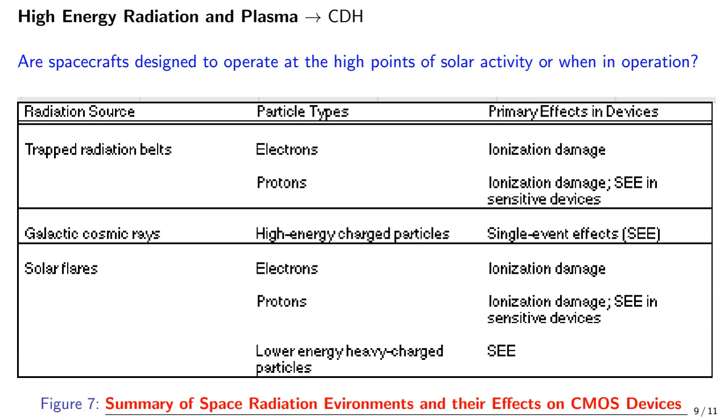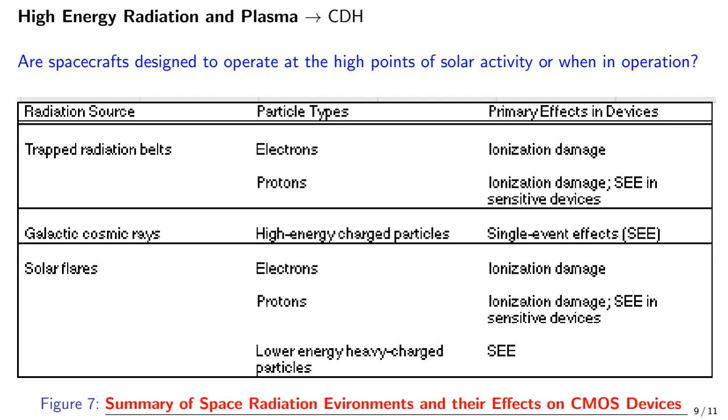And the table shows you the particle types. You have electrons and protons from trapped radiation belts. That's with your Van Allen belts. You have high energy charged particles from your galactic cosmic rays that radiate directly towards the Earth. But you have your exosphere, you have your thermosphere that protects the Earth.